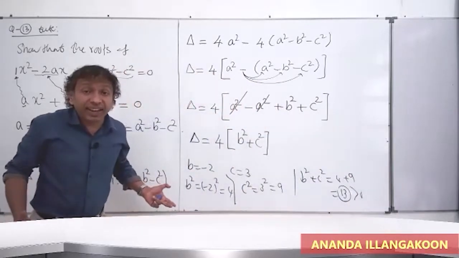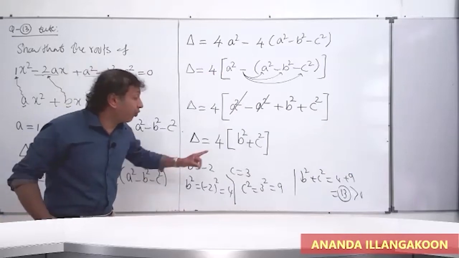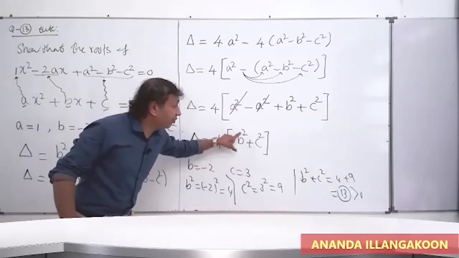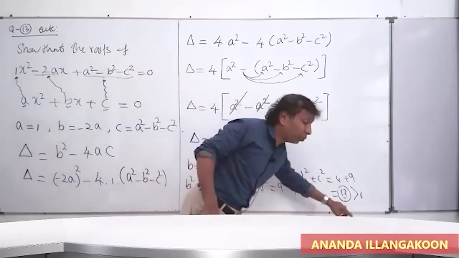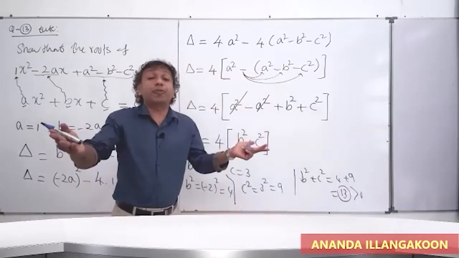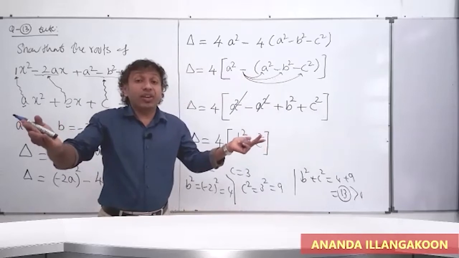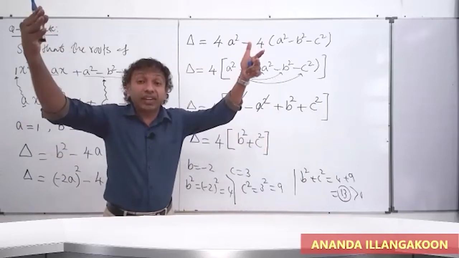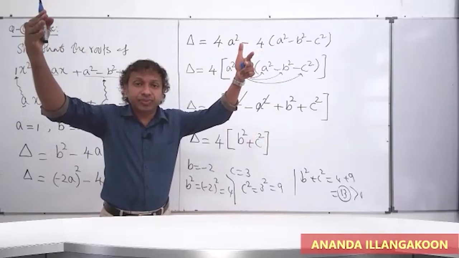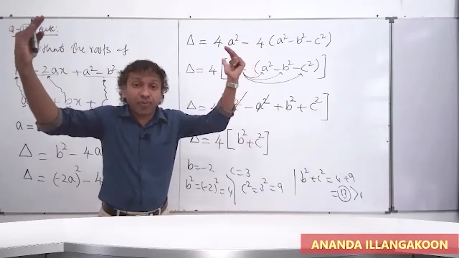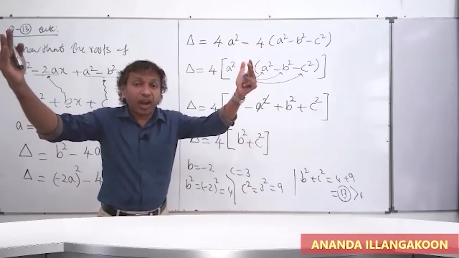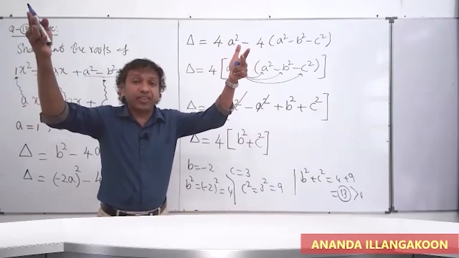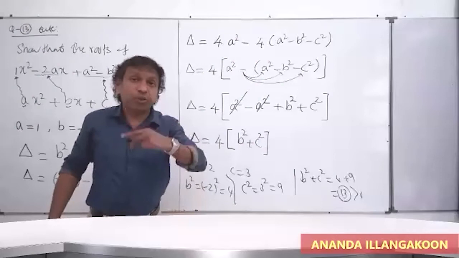Like that, give any two real numbers for b and c, and after squaring them, add them up. What happens? We get a positive value. The reason is, after squaring any real number, whether it is positive or negative, the resulting number is positive.